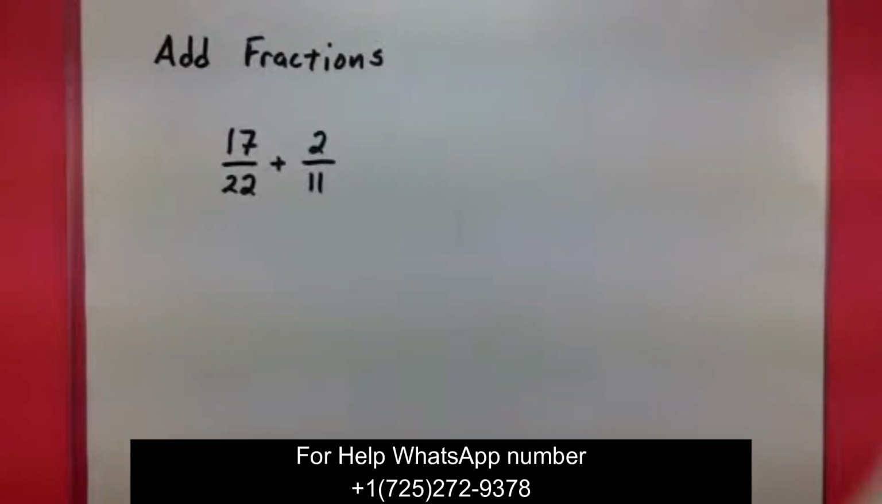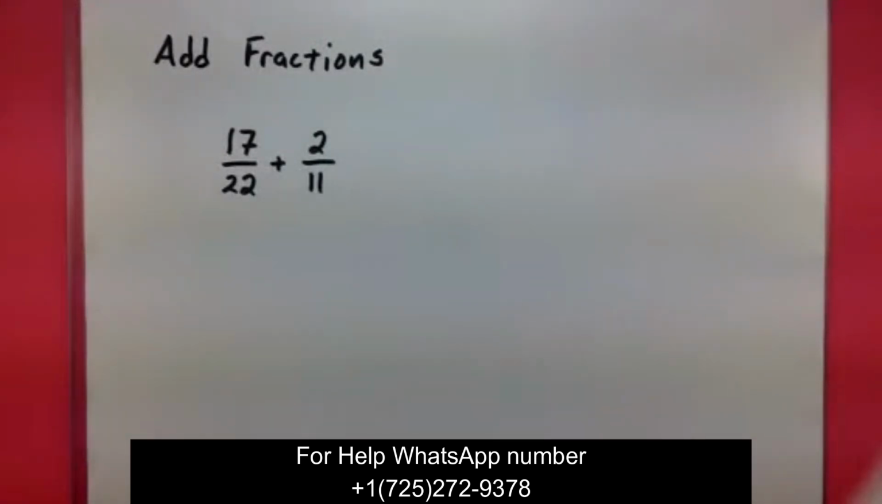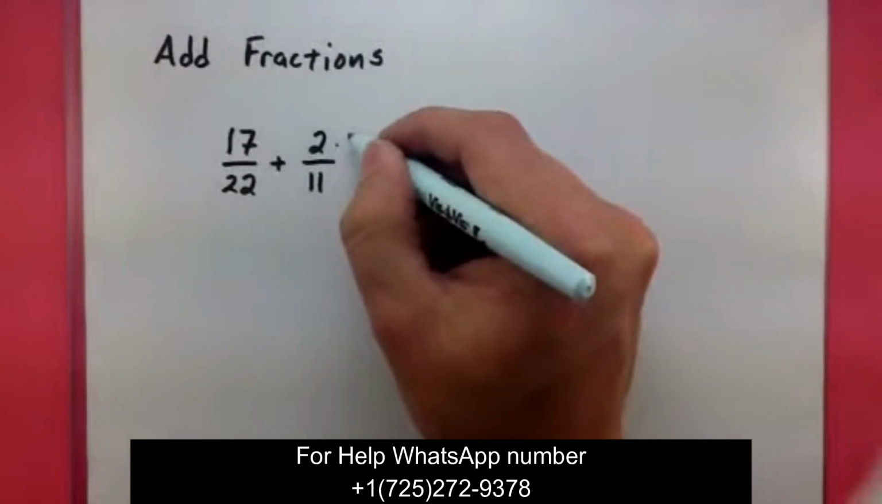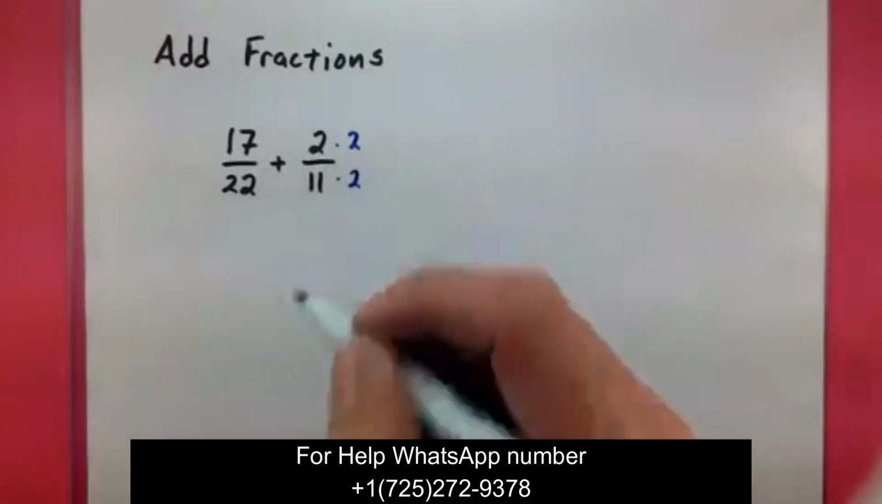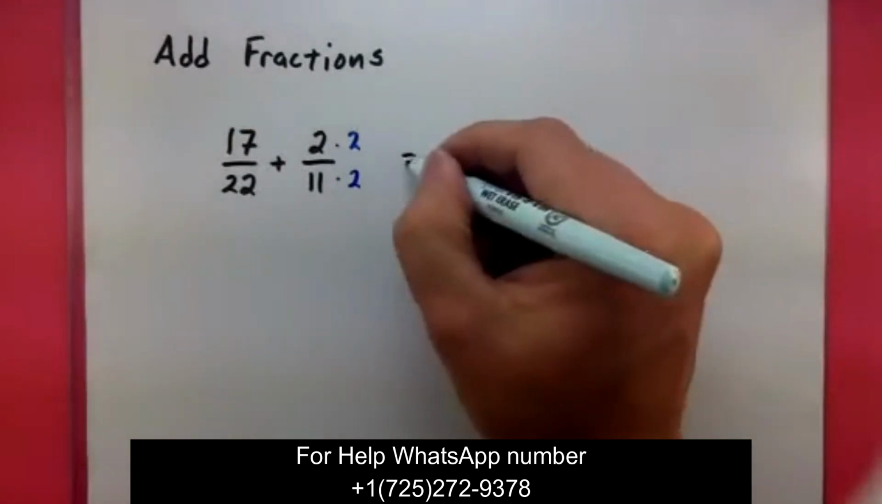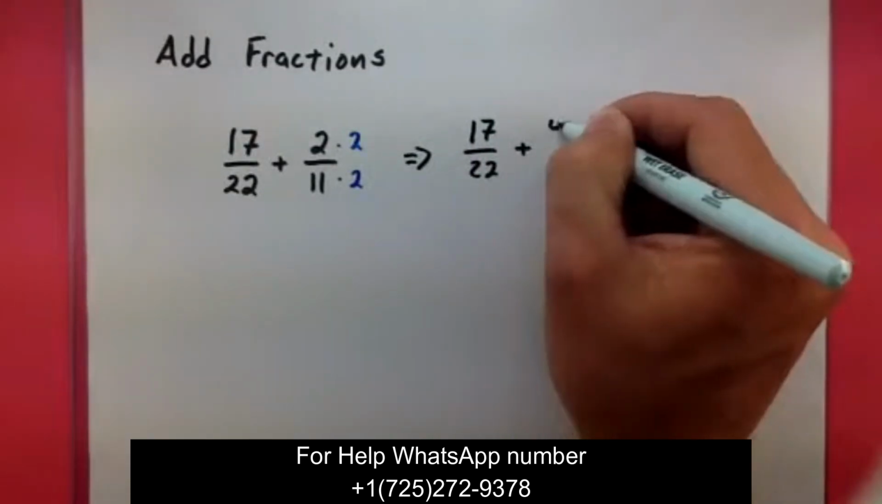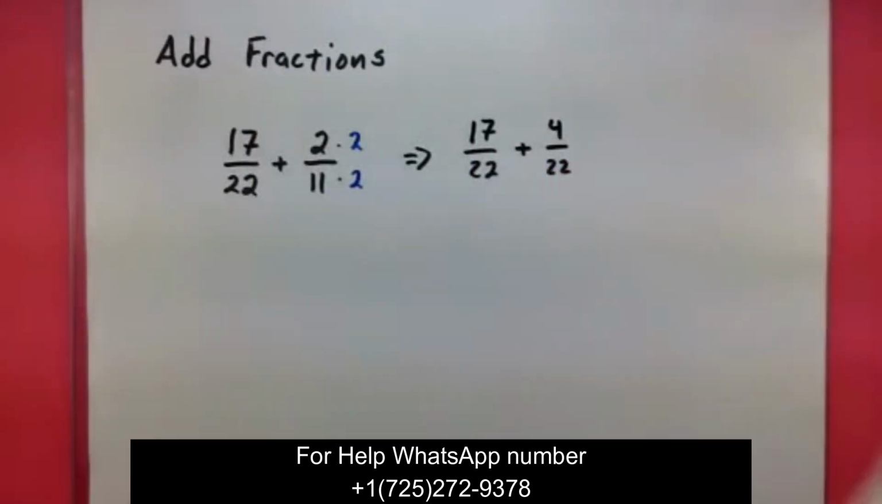Adding some fractions. Remember that when you add fractions, you must have a common denominator. So that's this number down here. Must be the same. Now in order to make these two denominators the same, I'm going to take my second fraction and multiply the top and the bottom by 2. This will change that second fraction just a little bit. So it's going to change my problem into 17 over 22 plus 4 all over 22.